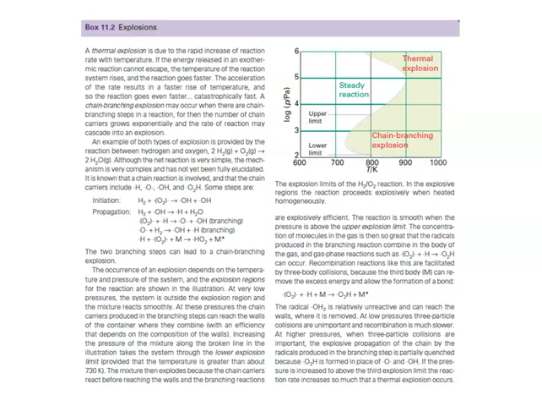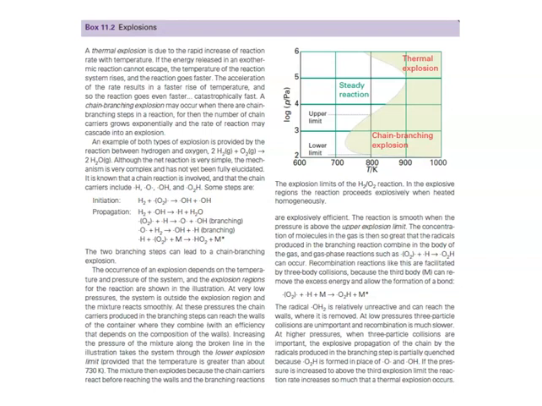A thermal explosion is due to the rapid increase of a reaction rate with temperature. If the energy released in an exothermic reaction cannot escape, the temperature of the reaction system rises, and the reaction goes faster. The acceleration of the rate results in a faster rise in temperature, and so the reaction goes even faster, catastrophically fast. A chain branching explosion may occur when there are chain branching steps in a reaction, for the number of chain carriers grows exponentially, and the rate of reaction may cascade into an explosion.